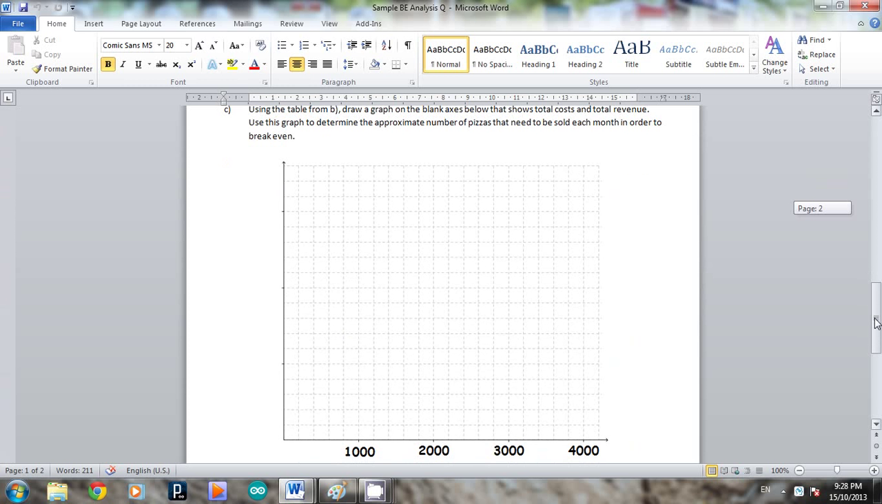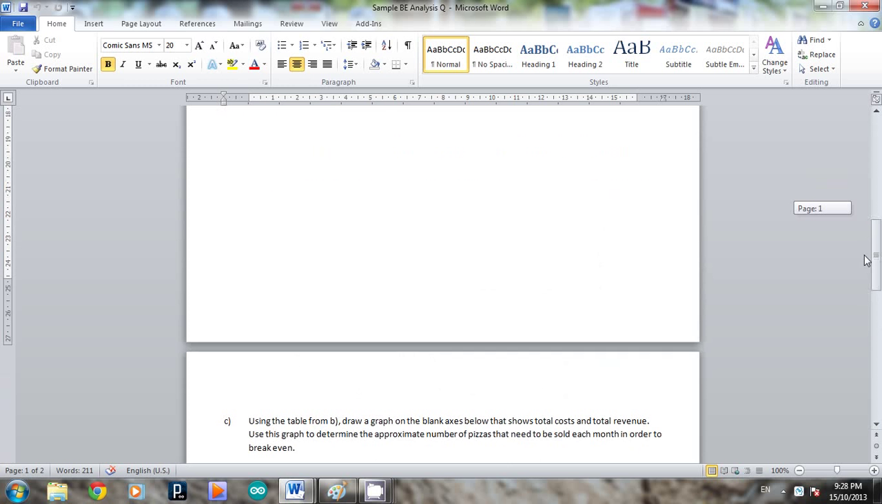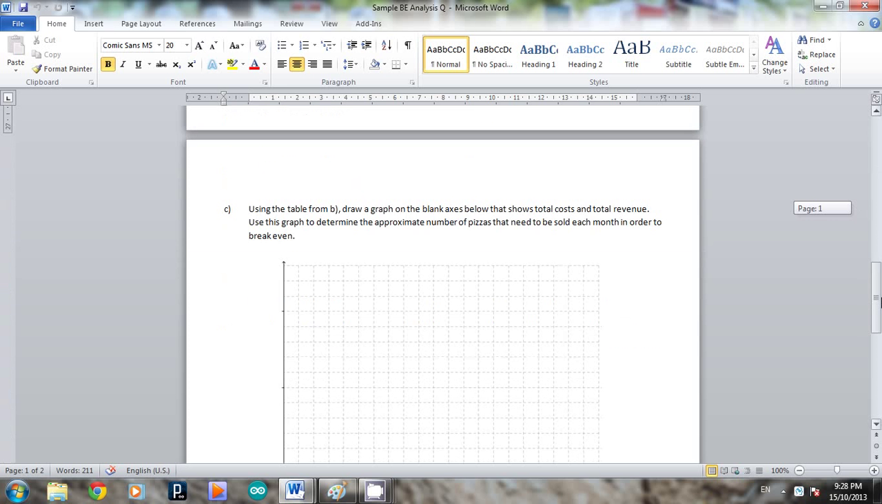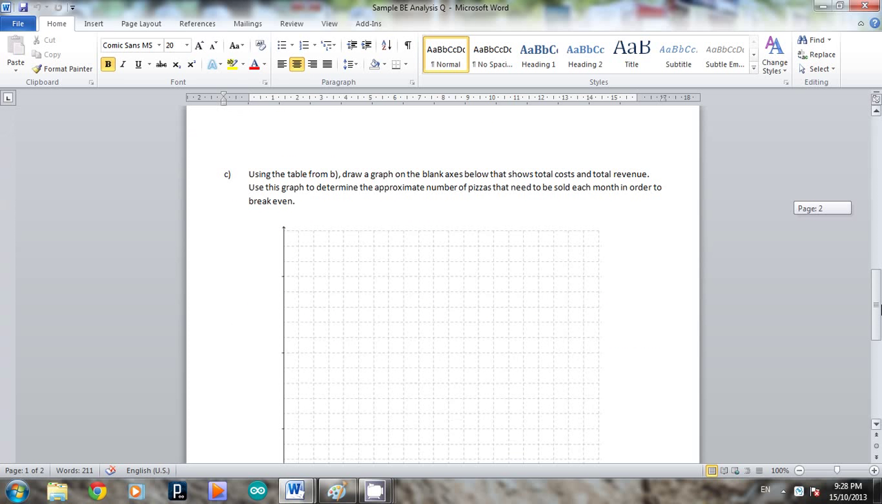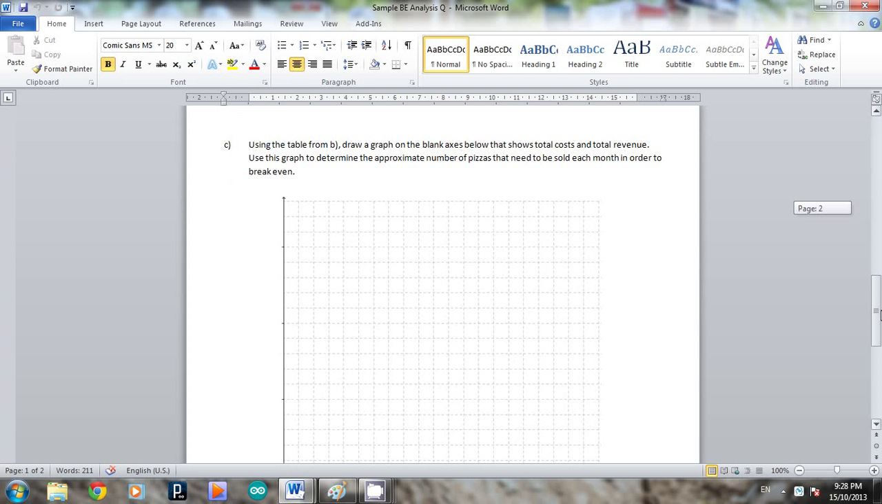and this is similar to what you'll have tomorrow. Using the table from B, so in other words, using that table you've just filled in, draw a graph on the blank axis below that shows total costs and total revenues. So in other words, draw two lines, one for each. Find where those lines meet and use that to determine the break-even number. So in other words, the approximate number of pizzas you need to sell each month in order to break even.